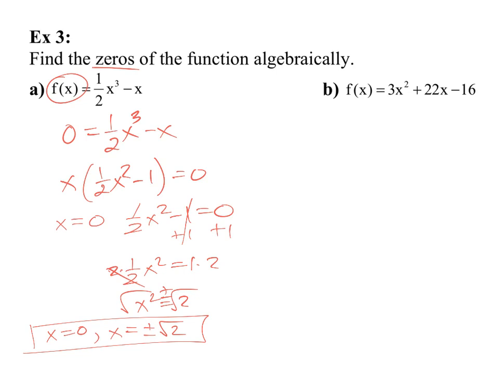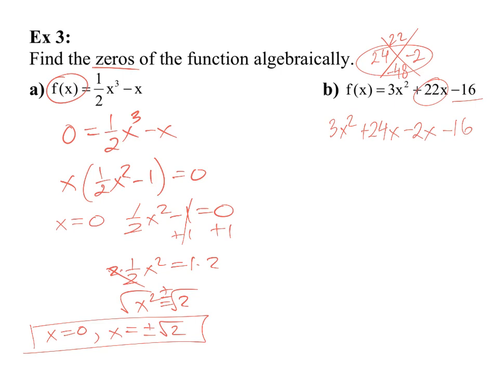Part B. All right, what am I going to do here? This is going to be big X with grouping, or whatever method you use. I have to find two numbers that add up to 22 and multiply to give me negative 48. That would be 24 and negative 2. So I'm going to take the middle term and break it up using these two: plus 24x minus 2x. Then I have the leftover constant.